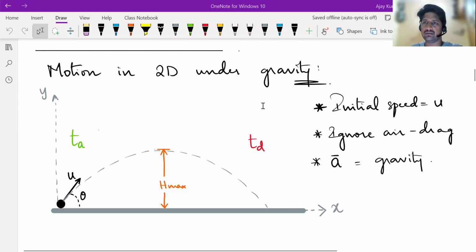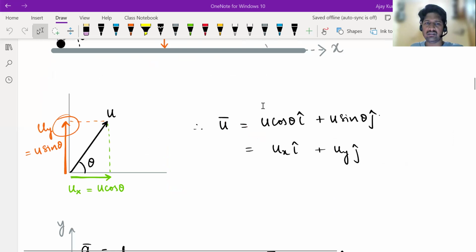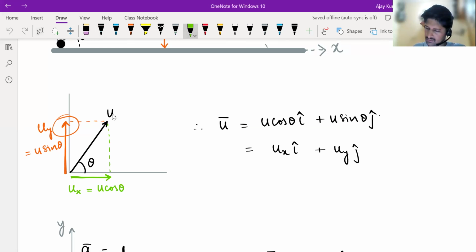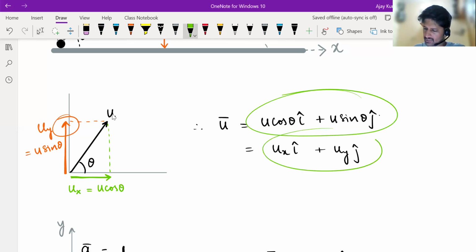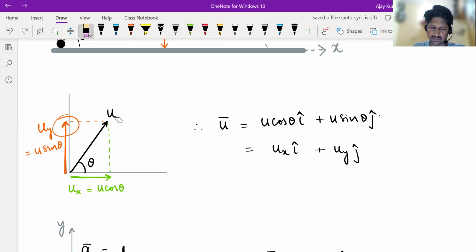And how do you do that? You write its initial velocity as the sum of its x component and y component. That is what we did here. The initial velocity was u at an angle theta with the horizontal. So we split it into two components. The x component is u cos theta, y component u sin theta. So the velocity can be written as u cos theta i cap plus u sin theta j cap, or simply ux i cap plus uy j cap, where ux is the x component, uy is the y component.